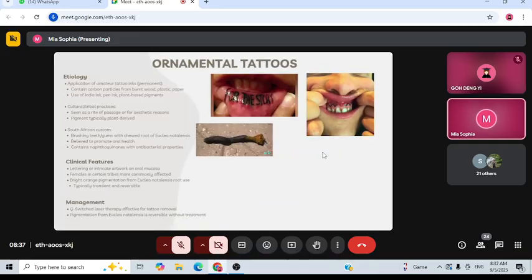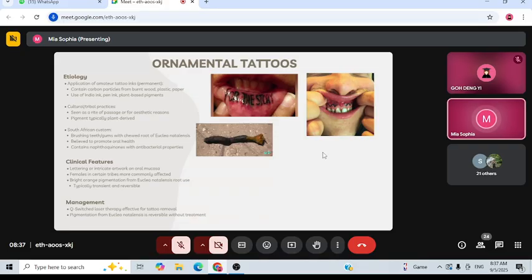Next is ornamental tattoos. So, ornamental tattoos in the oral cavity are rare. These result from the application of pigments either for aesthetic reasons or as part of cultural or tribal traditions. The inks used are often amateur in nature and may contain carbon particles from burnt materials like wood, plastic, or paper. India ink, plant ink, and plant-derived pigments are also commonly used.